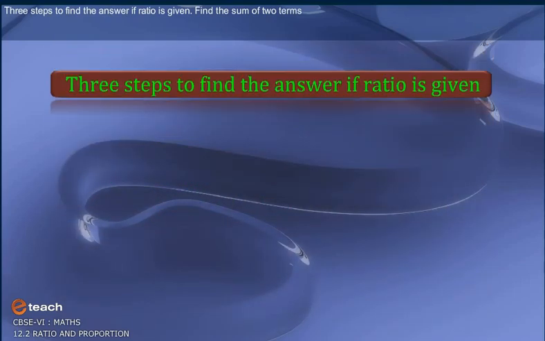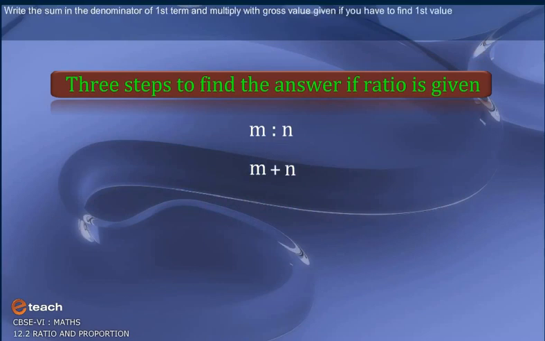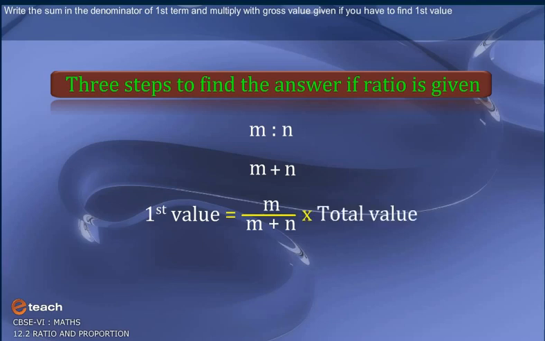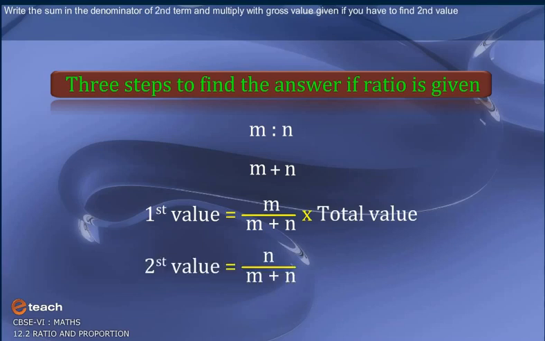3 steps to find the answer if a ratio is given. Find the sum of the two terms. Write the sum in the denominator of the first term and multiply with the gross value given if you have to find out the first value. Write the sum in the denominator of the second term and multiply with the gross value given if you have to find the second value.